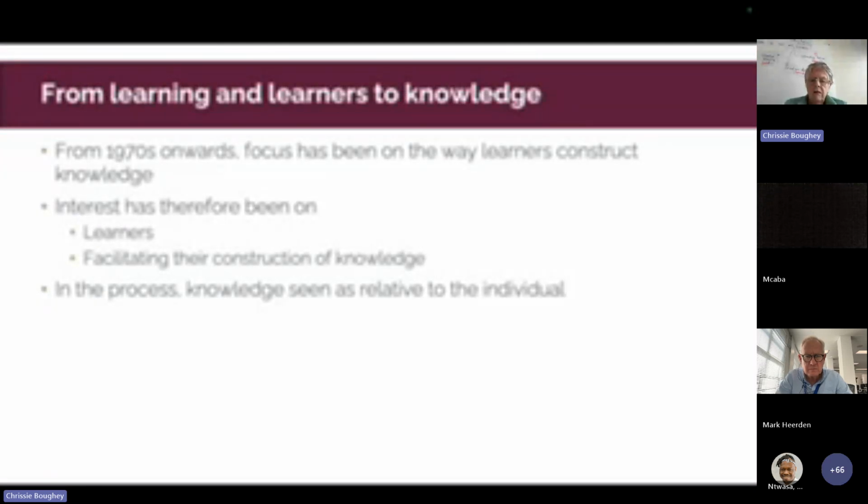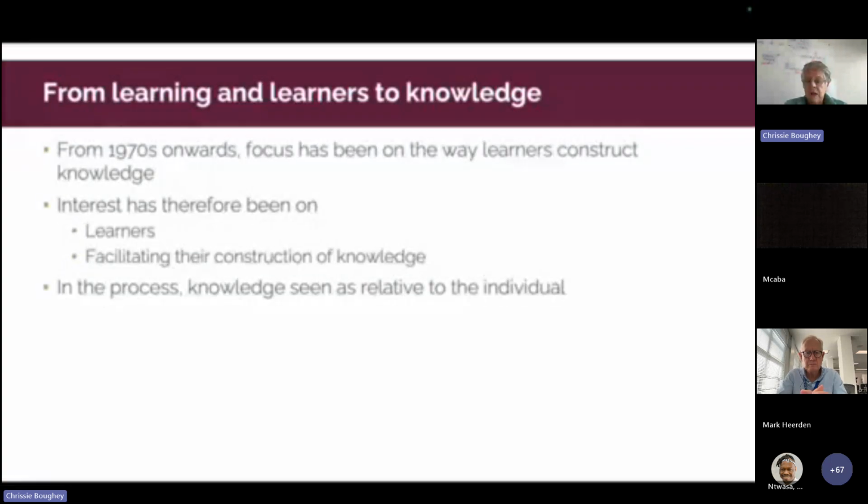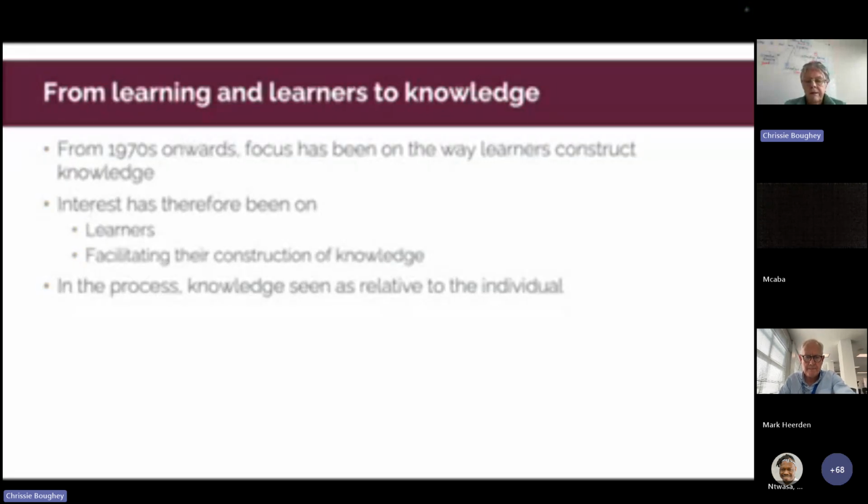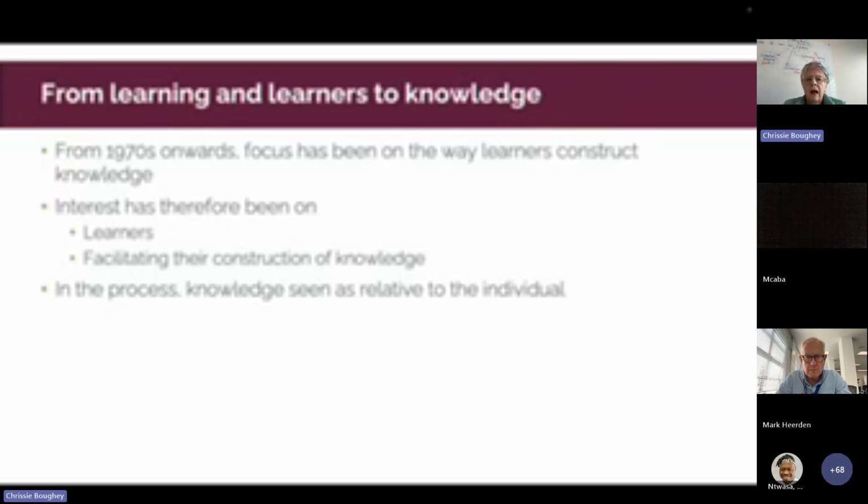So Michael Young was a British sociologist. His concern was that working class learners in British schools didn't do as well as their middle class counterparts. And so the question is, well, why is that?